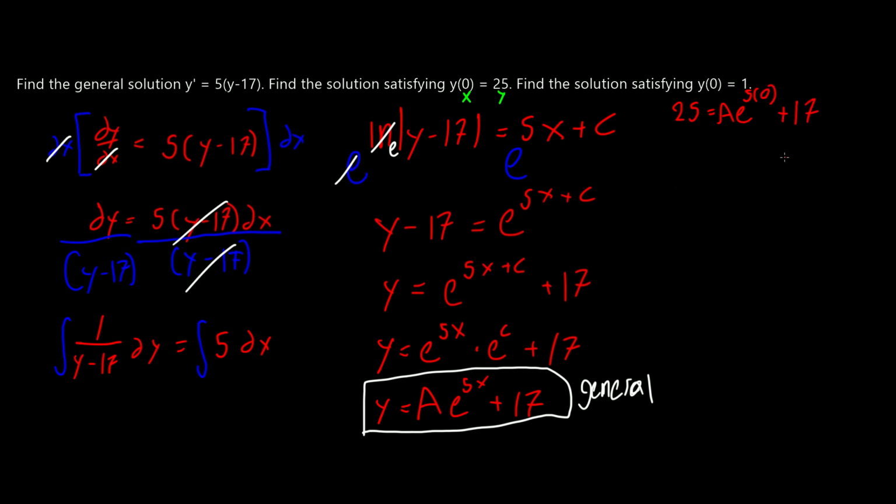Then we're going to have 25 equaling a, and then 5 times 0 is 0. Anything to the power of 0 is simply 1, and then plus 17. If we remove 17 from both sides, we're going to end up with a equaling 8. So now all we have to do is plug in a to our general solution. We're going to have y equals 8e to the power of 5x plus 17, and this here will be your first particular solution.